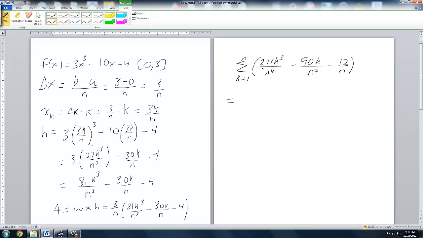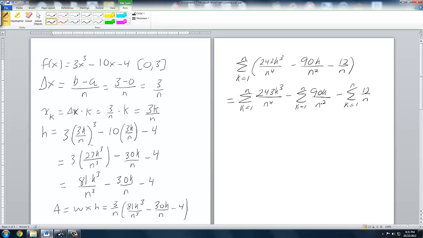Now, we're going to use our summation rule. The summation of the sum or difference is the sum or difference of the summations. So we're going to put a sum for all of these: the sum of 243k to the third over n to the fourth, minus the sum from k equals 1 to n of 90k over n squared, minus the sum from k equals 1 to n of 12 over n.